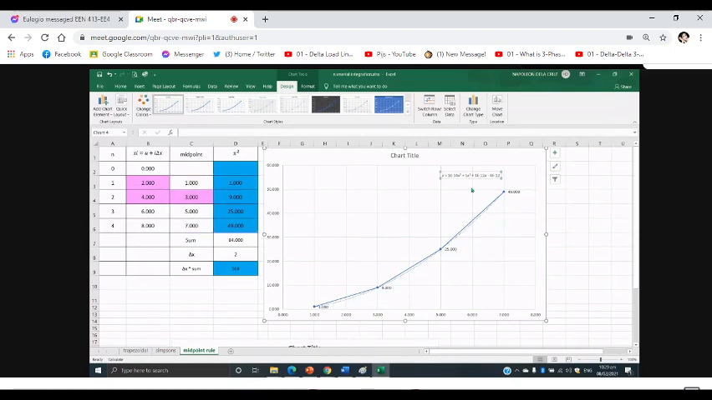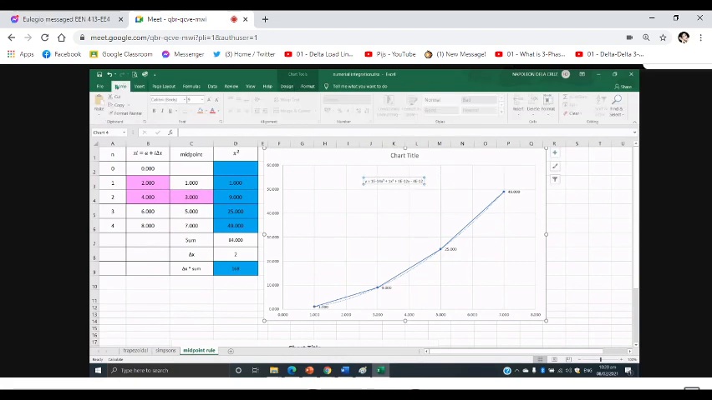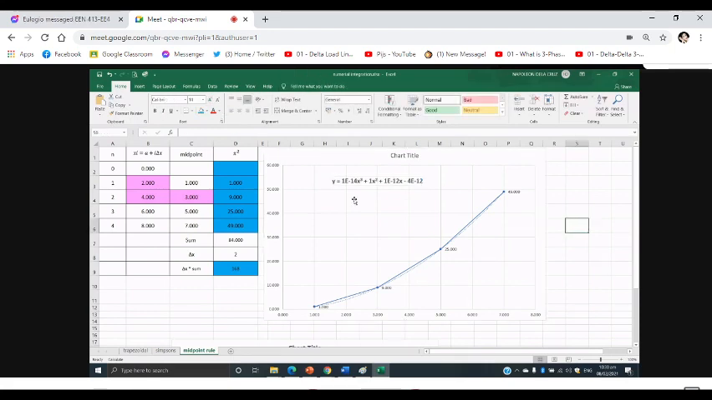Na-discuss na natin yan dati pa man, ha? Kaya dapat alam niyo na yan. Kung lakihan natin. Okay, that's it. Cubic, squared, and so on and so forth. Okay. Print screen. Padadala ko sa inyo.